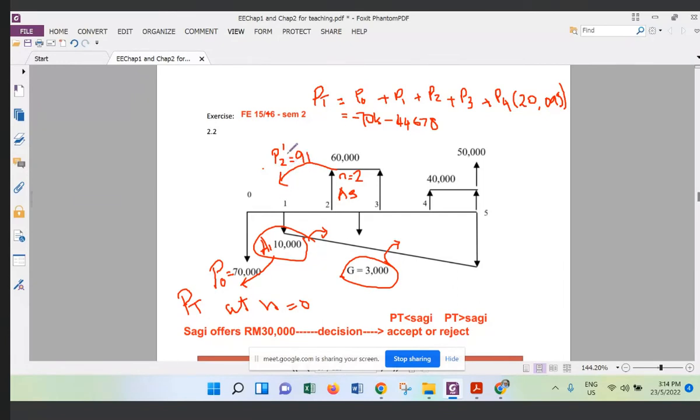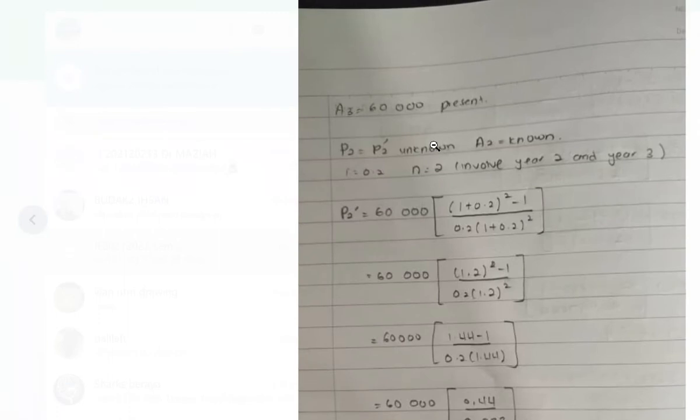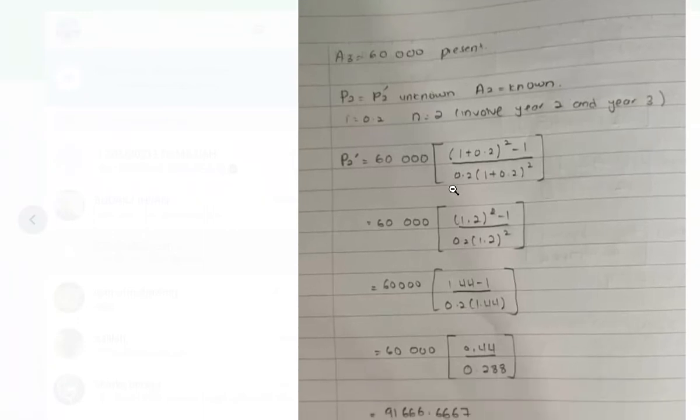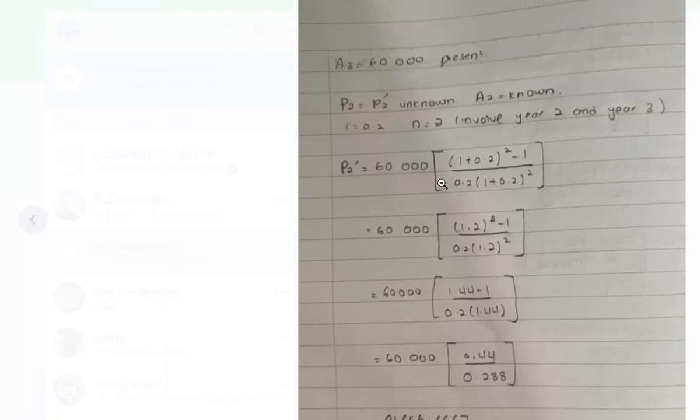Alright. So now you want to determine, so this is an unconventional situation. Once you have the value of P2 prime and you want to determine P2 at n equals to 0, automatically it becomes a conventional situation. You already calculated the value of P2 prime. If you want to determine the value of P2, automatically this P2 prime becomes the F value. Okay, boleh? Alright. So what is the P2 value?